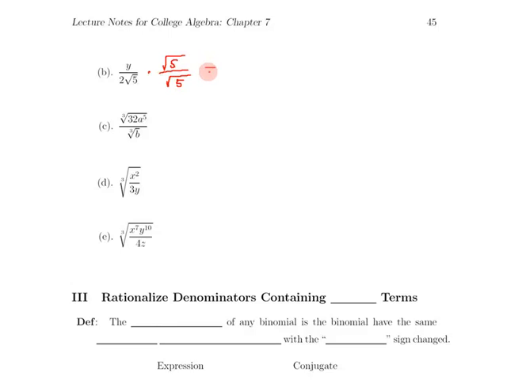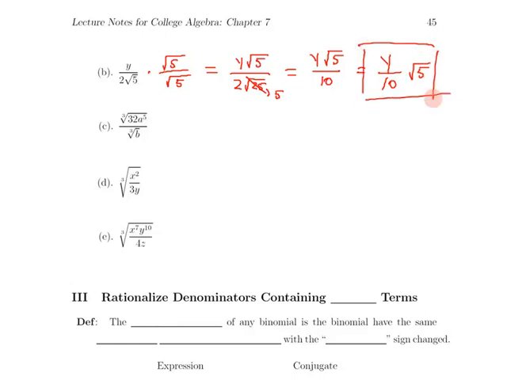Now I just multiply straight across. I have y square roots of 5 on top, outsides times outsides, insides times insides, divided by 2 square roots of 25 on bottom. Now simplify that. Square root of 25 is 5. 2 times 5 is 10. I have y square roots of 5 on top, or I can write this as y over 10 times the square root of 5. Okay, so there's your final answer.